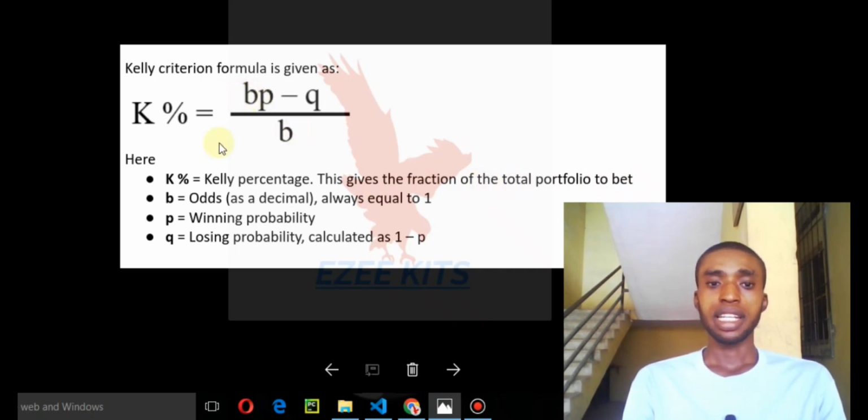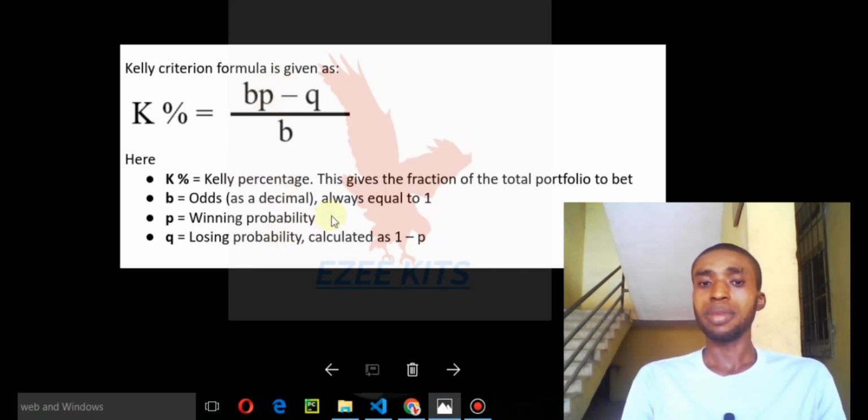This B stands for the odds. These are the odds given by your bookmaker, so this is where you're going to get this B from. And this P stands for your probability. It shows your edge over the bookmaker. That's what this P stands for. What is your probability?